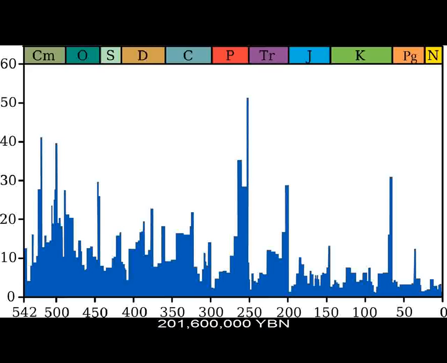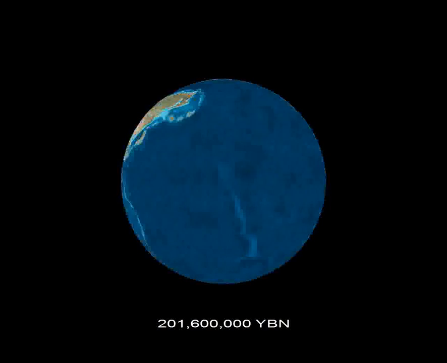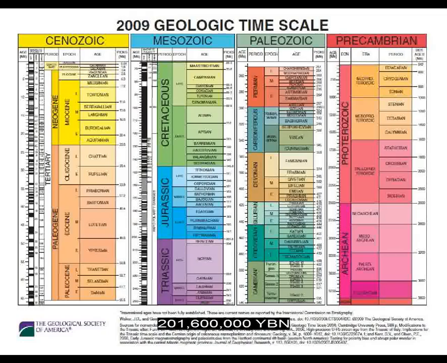The end Triassic mass extinction. 53% of all genera are observed extinct. Many terrestrial vertebrates and large amphibians go extinct. The end of the Triassic and start of the Jurassic period.